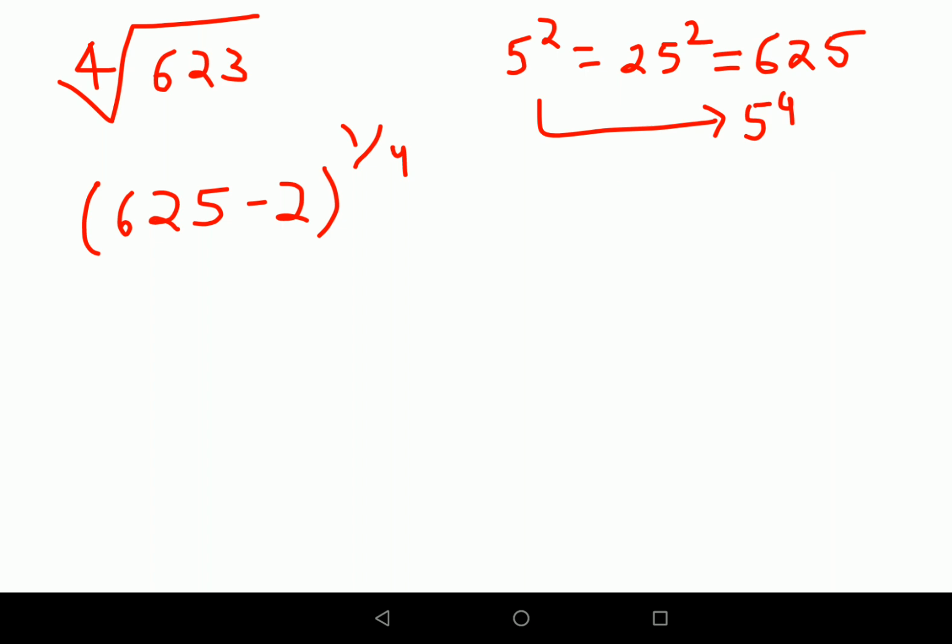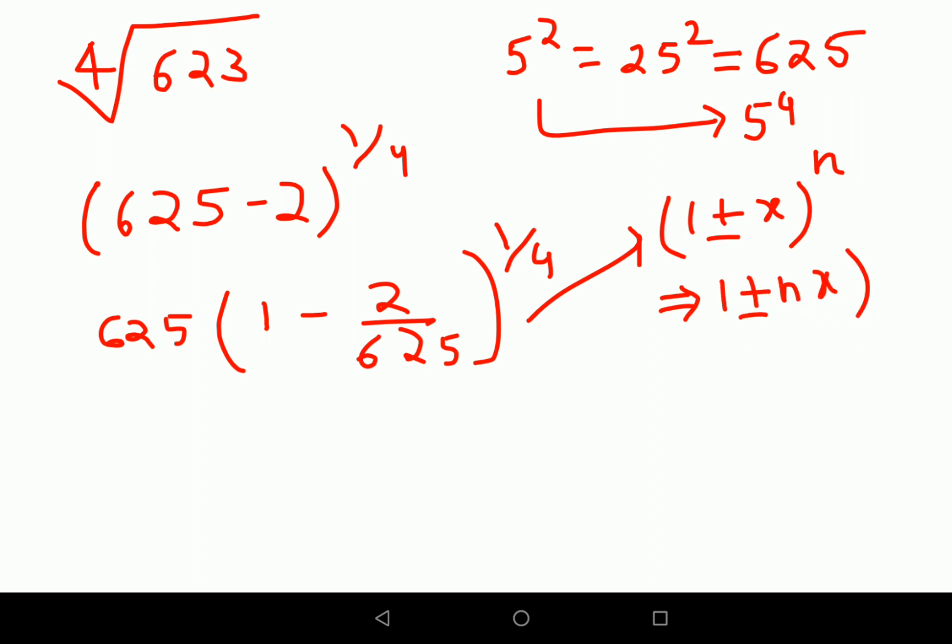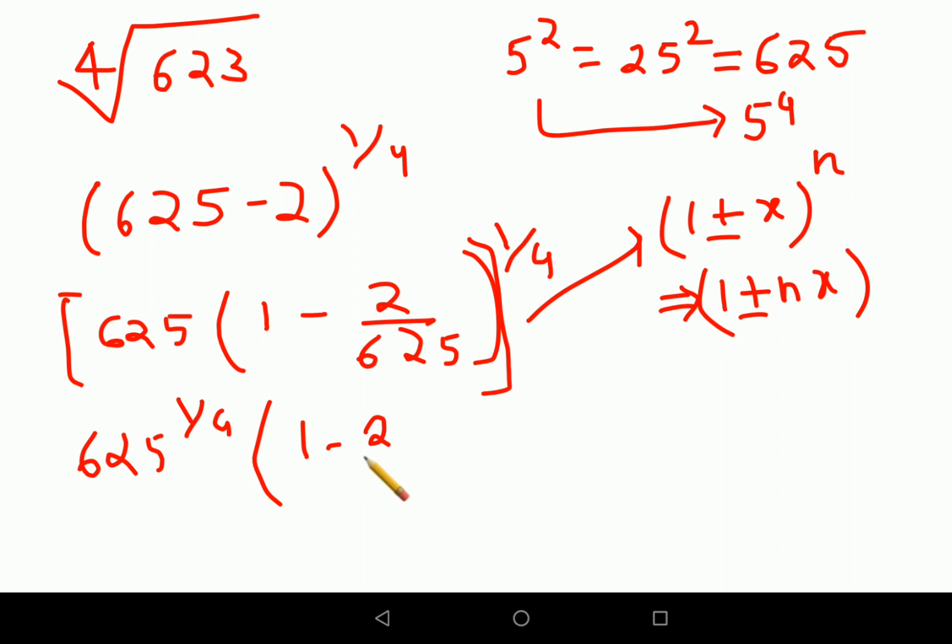So here what I can do is take 625 out, and I'm left with 1 minus 2 upon 625 the whole raised to 1 upon 4. Please remember, I want my question to look like 1 plus minus x the whole raised to n, which can then be converted to 1 plus minus n into x. So now let's split this index. So I'll have 625 raised to 1 upon 4, and then 1 minus 2 upon 625 raised to 1 upon 4. This looks very similar to our previous question.